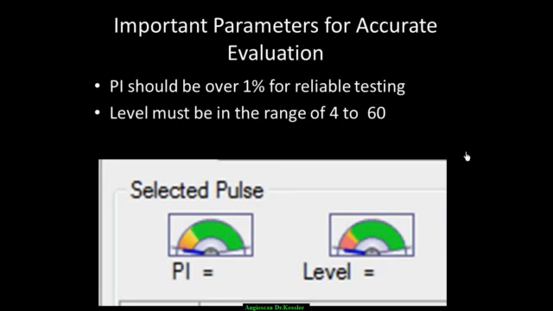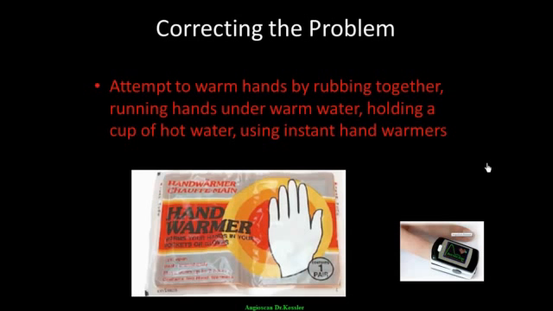When you're testing the person, you'll have this little screen come up. To know that you have an accurate reading, you want to have this here. This should be over 1% for reliable testing. And this one here should be in the range between 4 to 60, which will be in the green zone. Both of them should be in the green zone somewhere. So that means you got an accurate reading. If you didn't, a lot of these people have poor circulation and cold hands, and you can try different strategies to warm them up so you can get a good reading.